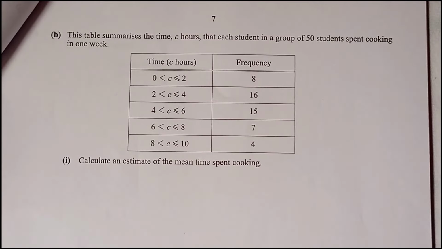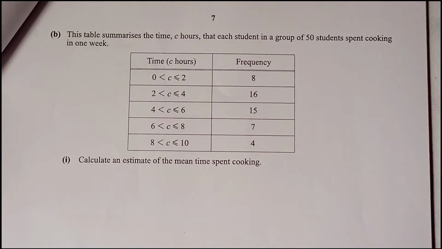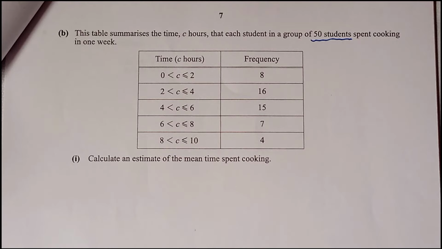For the B part, this table summarizes the time, C hours, that each student in a group of 50 students spend cooking in 1 week. So the total number of students, keep in mind, is 50. Time, C hours, and the frequencies are given to us. In the first part, we need to calculate an estimate of the mean time spent cooking.